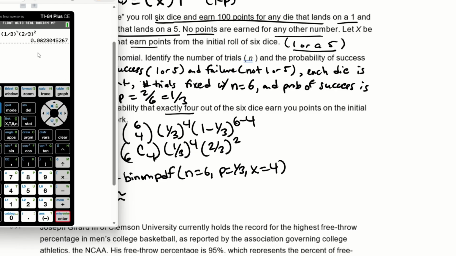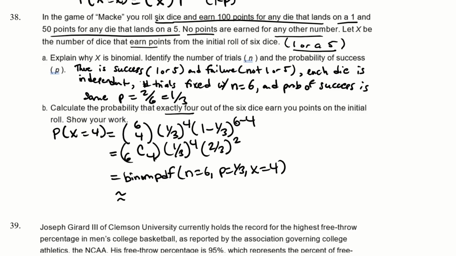So now let's show this with the binomial PDF. Second vars, go to binomial PDF, option A. And so that's 6 trials, 1/3, and then 4. All right, and you get the same exact value, 0.0823. All right, so let's look at the next question.